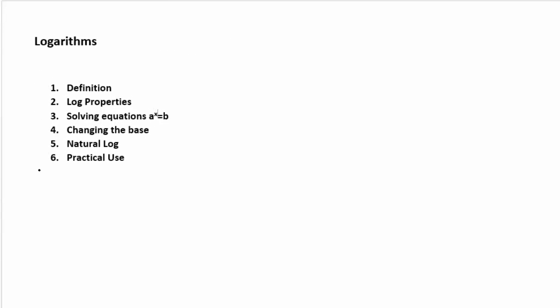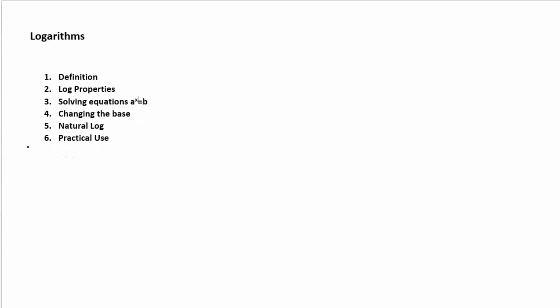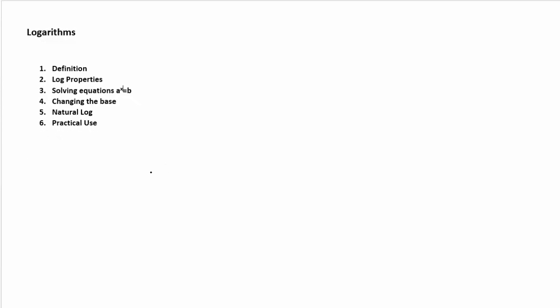So here is the list of things that I intend to cover during the course of this screencast. Let's start straight away by thinking of the definition of logarithms. Very simply, a logarithm is an inverse of an exponential function. An exponential function is something with a power.